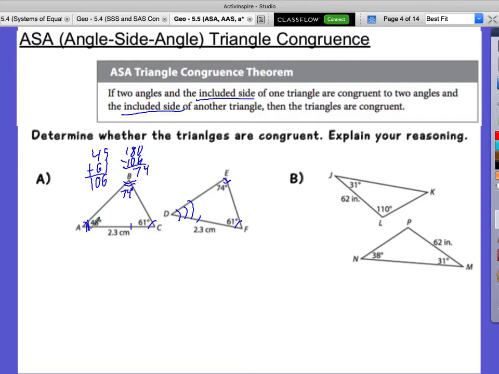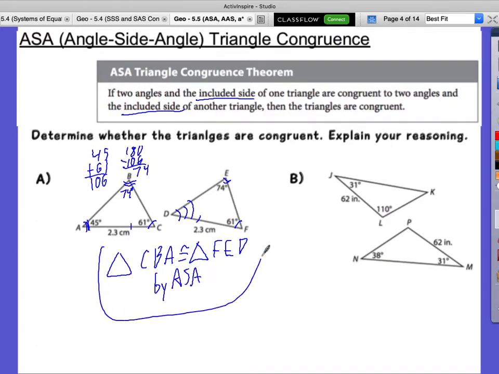They have to be all connected. You can't just skip over, okay? So we can name the triangle CBA. What do we call the other one? FED. Very good, FED. And we prove it by what today? Angle, side, angle, right? Okay.